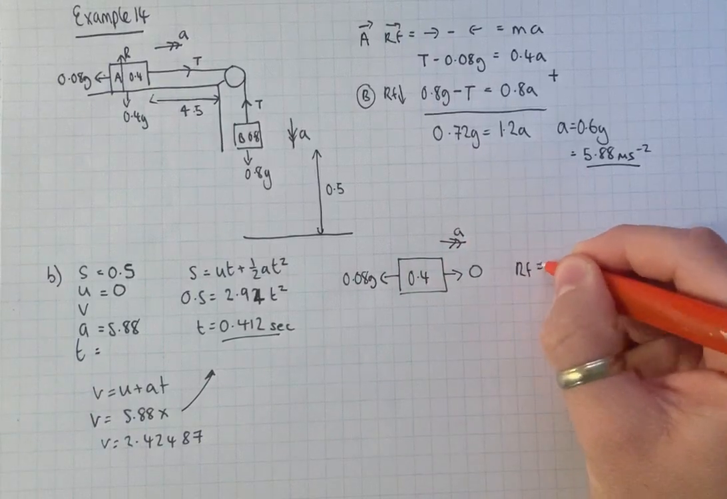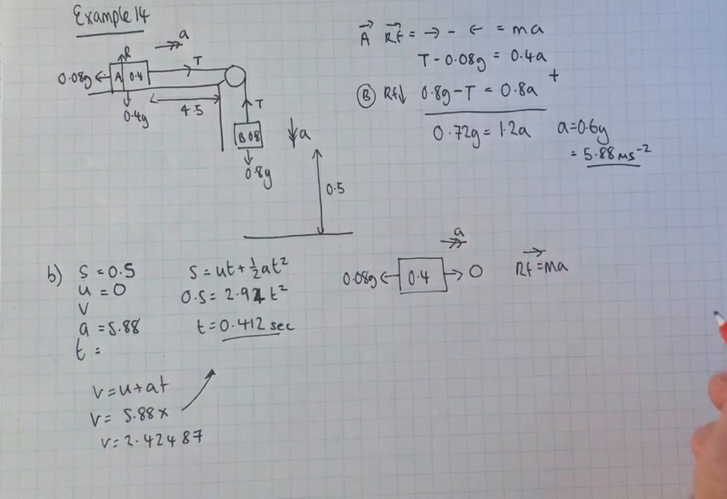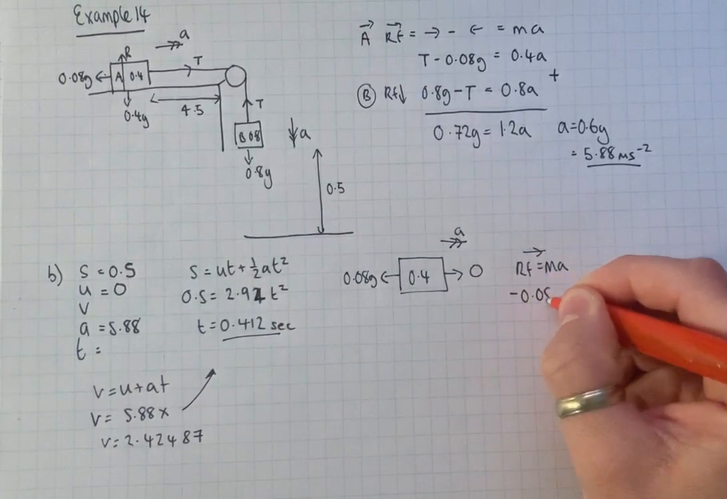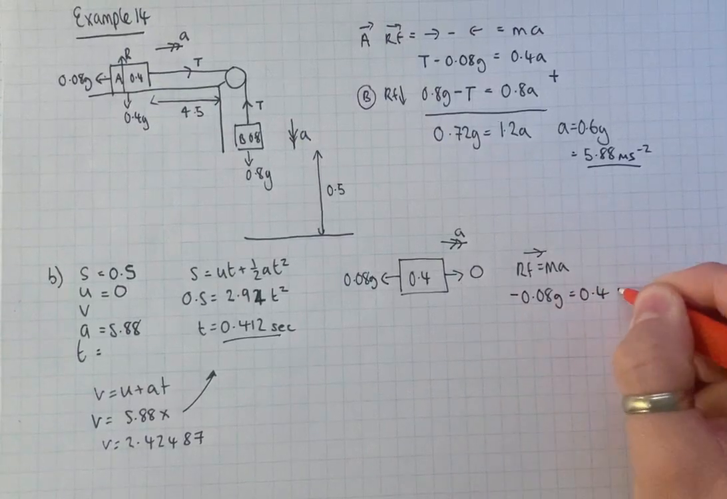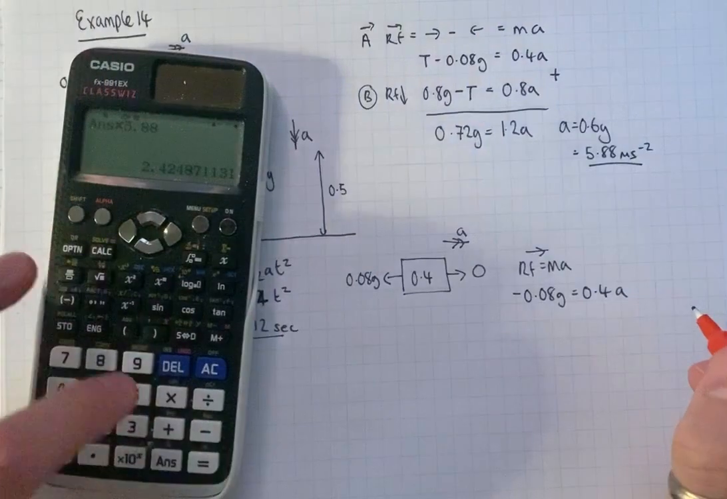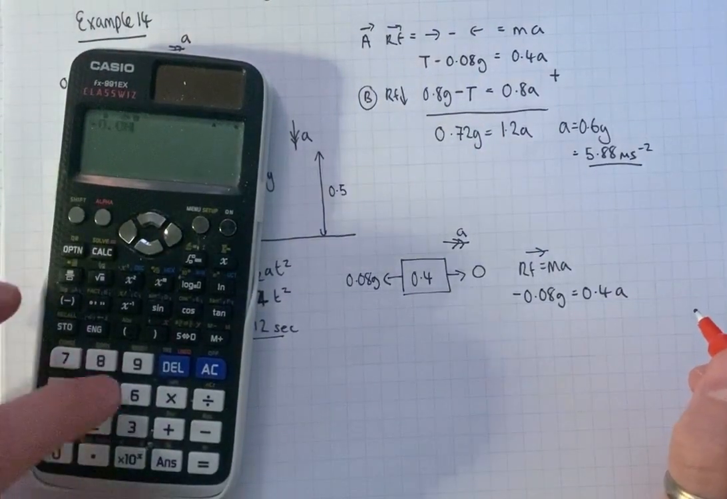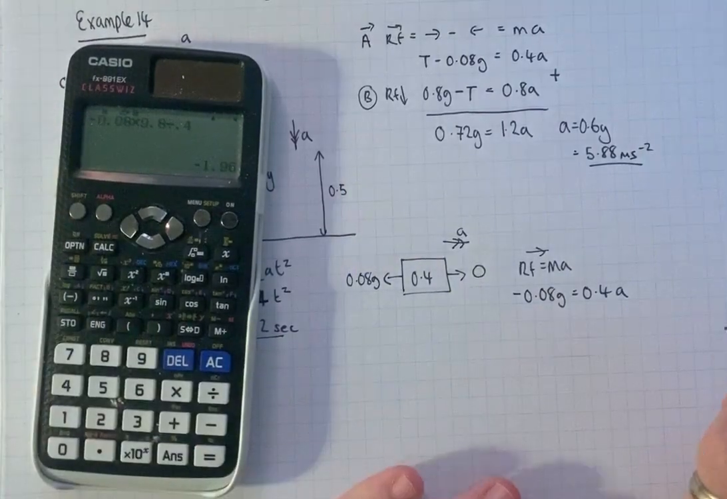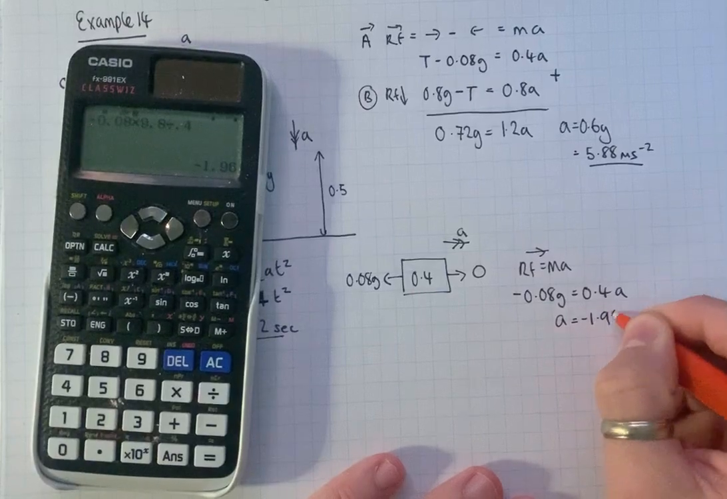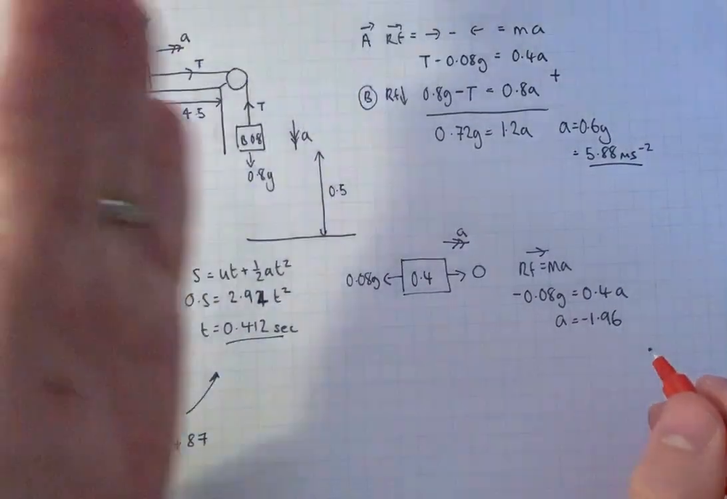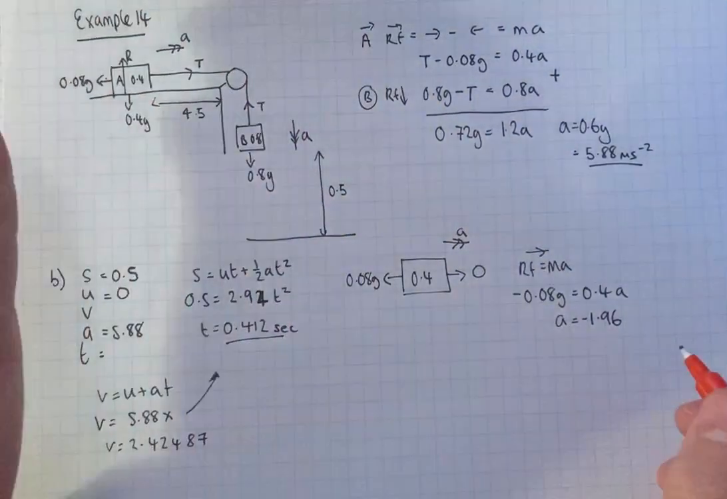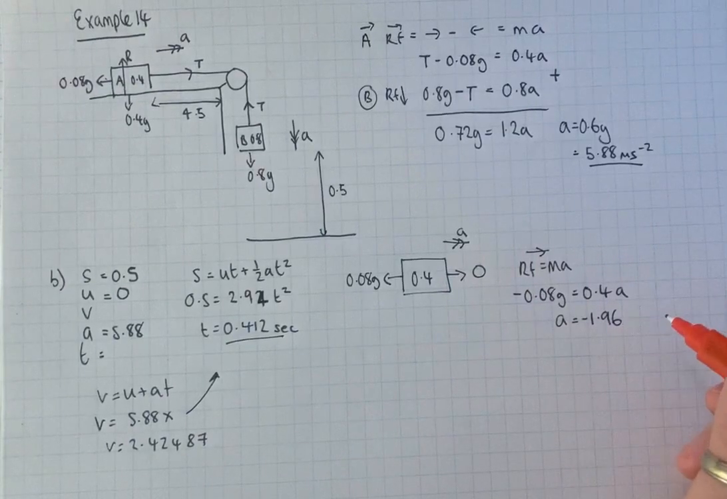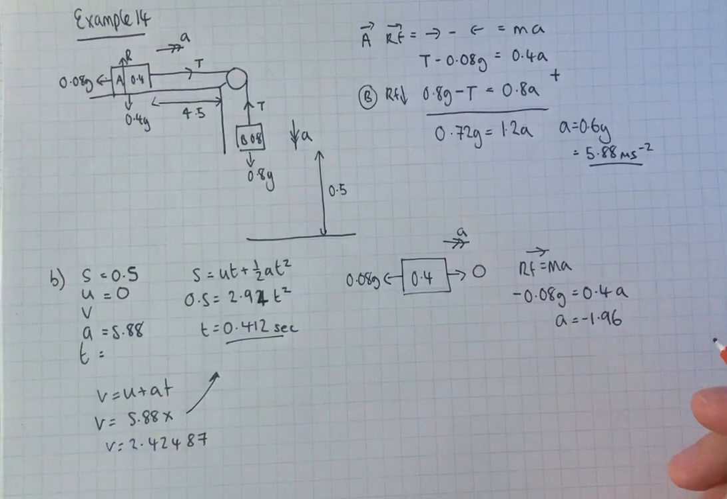And using resultant force equals ma, from left to right, the direction of motion, we've got minus 0.08g equals 0.4a. So minus 0.08 times 9.8 divided by 0.4 is minus 1.96. Now it's what you'd expect, because there's no longer any force pushing it forwards towards the pulley. It's going to slow down. It's slowing down at a rate of 1.96 metres per second every second.